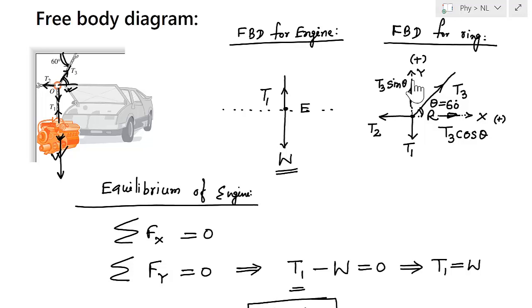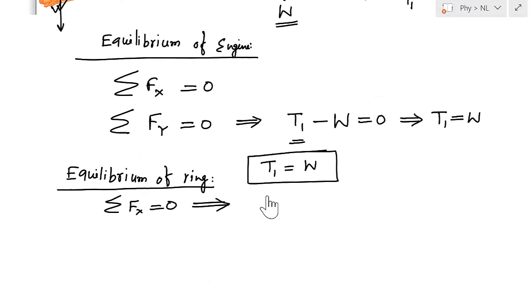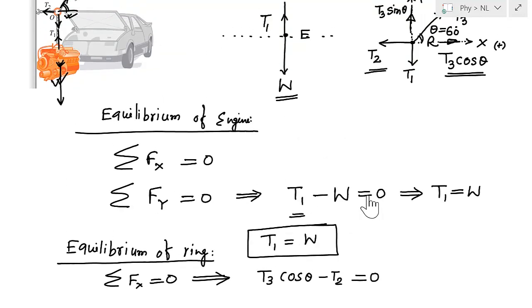Now, what are the forces acting in the x direction? T3 cos theta, that is positive, and T2, that is negative. So let us write in the x direction: T3 cos theta minus T2 is equal to 0. So this is the equation in the x direction.